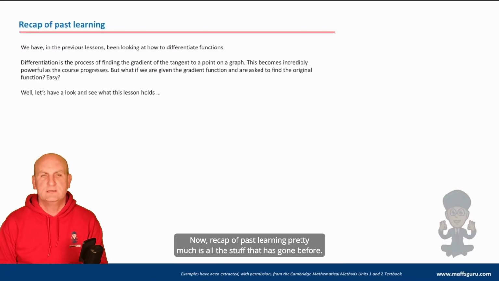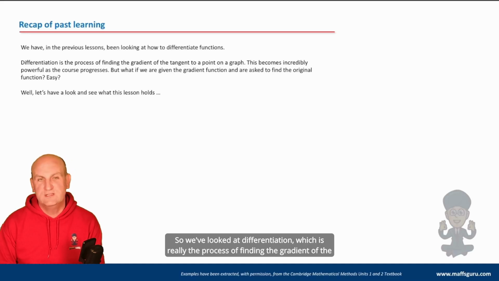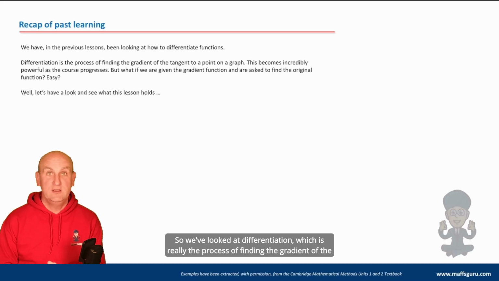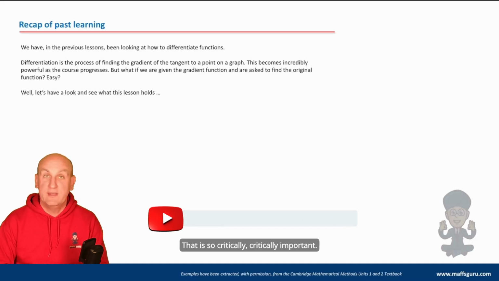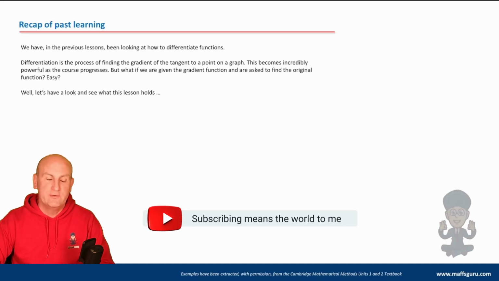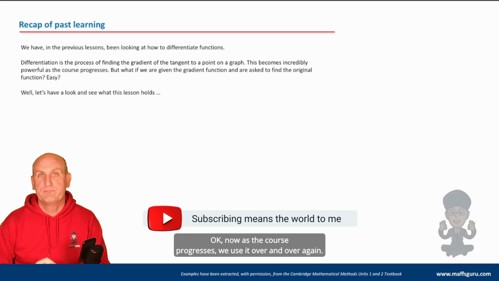Now, a recap of past learning is pretty much all the stuff that has gone before. So we've looked at differentiation, which is really the process of finding the gradient of the tangent at a point on a graph. That is so critically important. It is nuts.